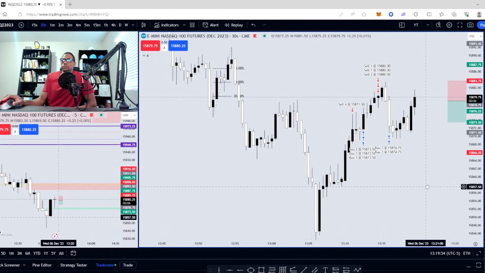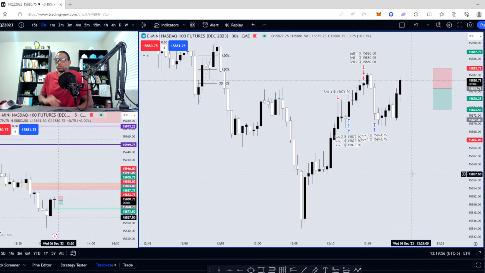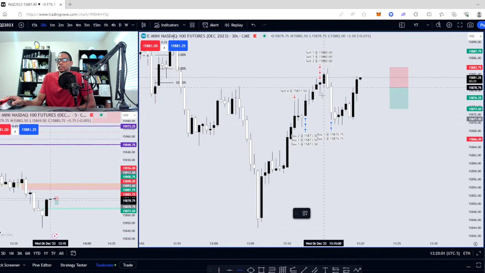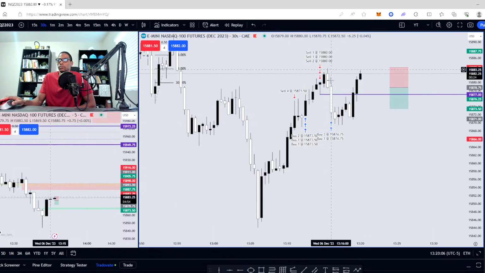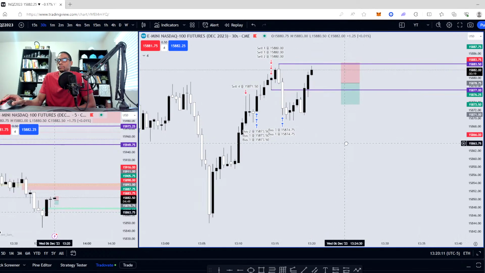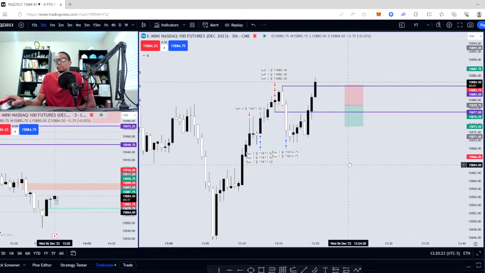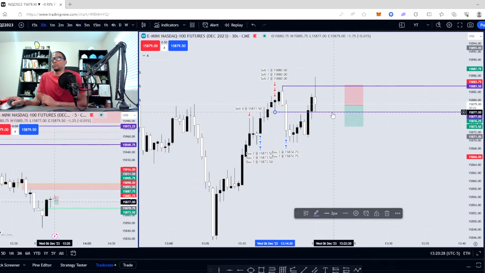Price does want to continue to move upwards, so let's look for our low to be swept. We have one. Essentially, we had a low swept here after this high was made. Took out that low. Now, potentially, it's going to make a new high. Okay. Let's remove these.